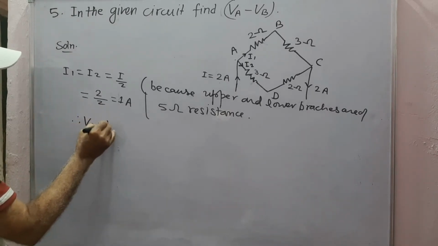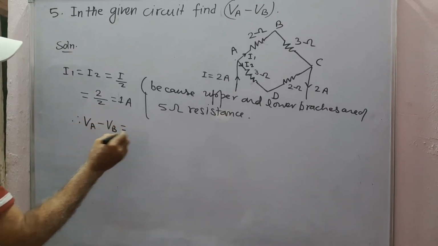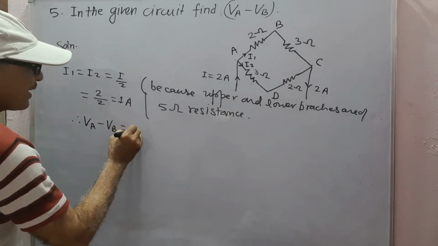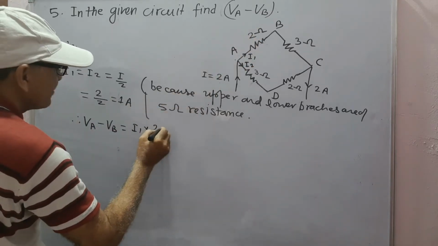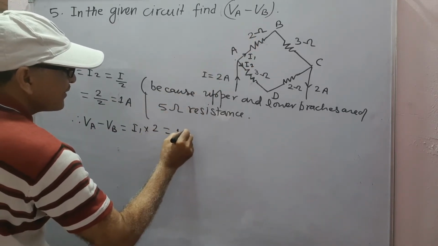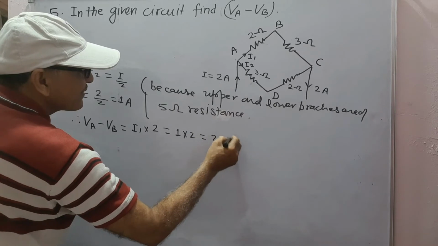Therefore, VA minus V will be equal to I1 into this resistance 2. I1 is 1, into 2 means 2 volt.